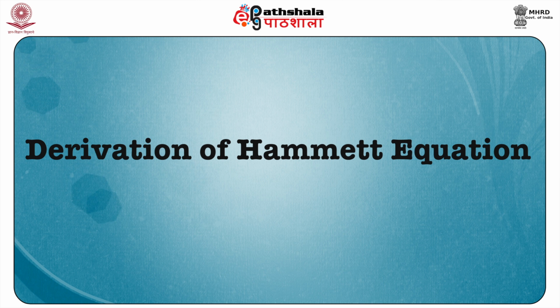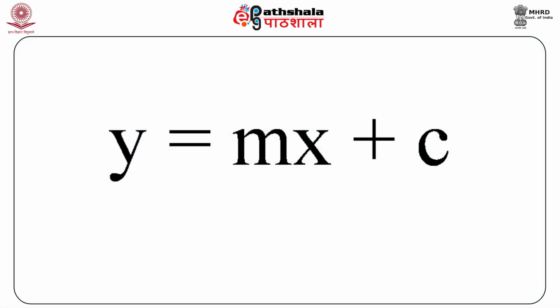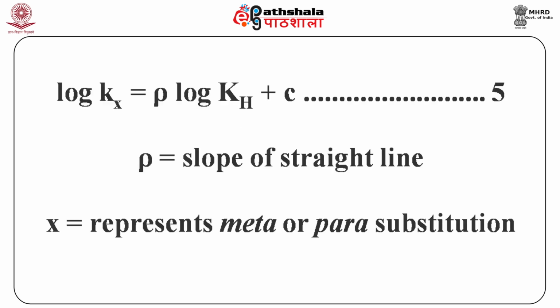Derivation of the Hammett equation. Now let us try to derive the Hammett equation. The general equation for a straight line, as you know students, is y equals mx plus c. From the plot showing correlation between dissociation constant of benzoic acid and rate of basic hydrolysis of ethyl benzoate, we obtain the equation log kx is equal to rho log Kx plus C, where rho is the slope of the straight line, and x represents meta or para substitution.